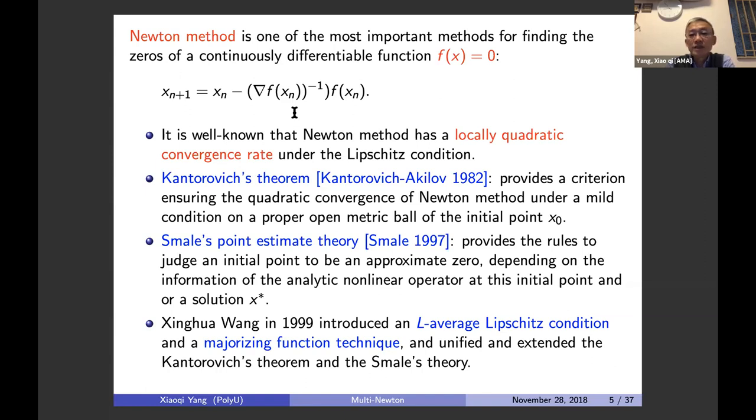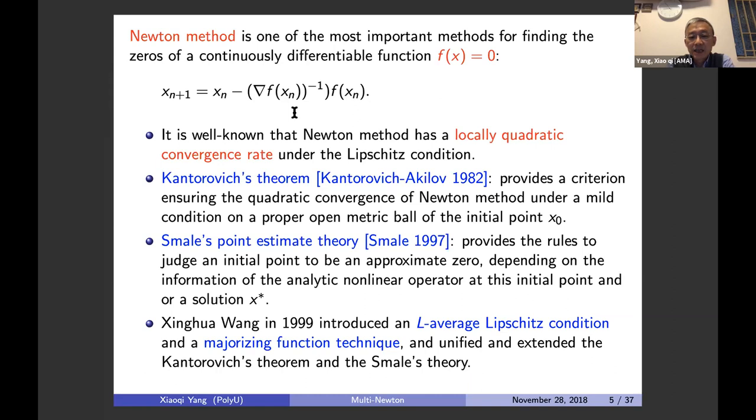So that's the proof of quadratic convergence under some condition regarding the initial point. Then the second one here is the small point estimate theory. Basically, how do we guarantee that the initial points we choose are a good approximation of the solution we want? Then there's another technique used in the Newton method, proved by Professor Xinhua Wang.